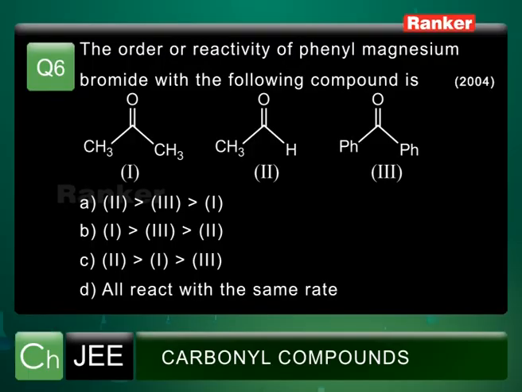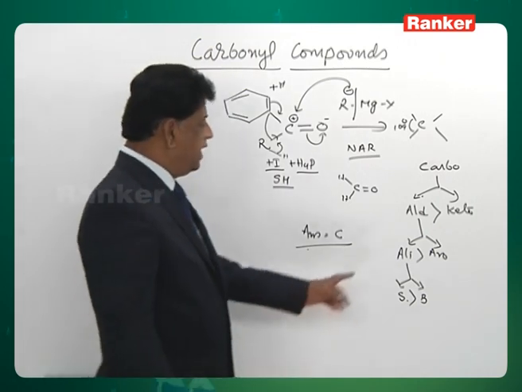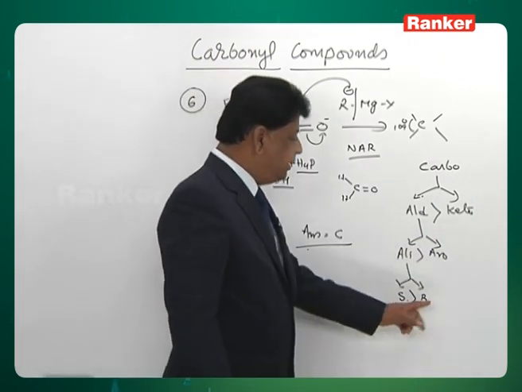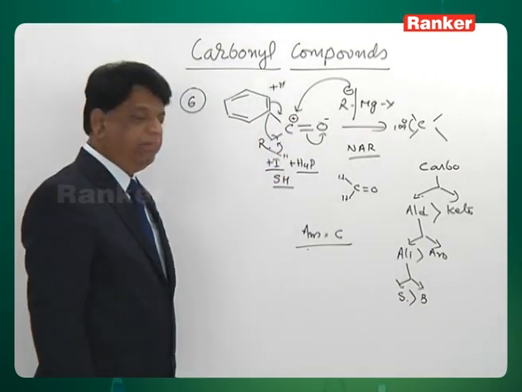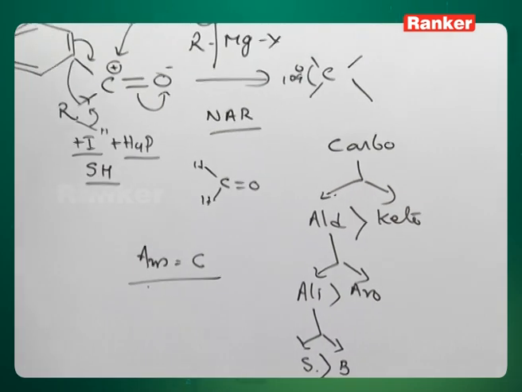So 1 and 3 are the ketones. 2 is the aldehyde, therefore aldehyde is more reactive, so 2 must be in front. Out of 1 and 3, 1 is aliphatic, 3 is aromatic, therefore 2, 1, 3 is the order, so the answer goes to C. Remember the concept: nucleophilic addition goes on decreasing from aldehydes to ketones, aliphatic to aromatic, smaller to bigger. If you remember these three criteria, any question given, you can answer. Right.